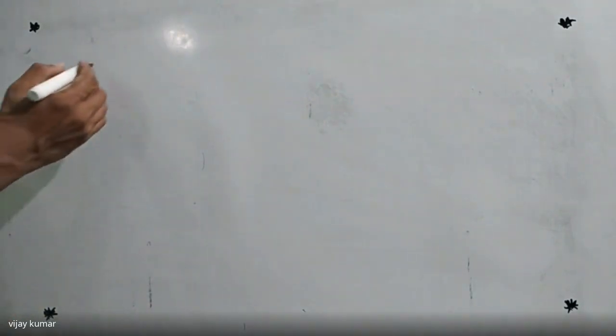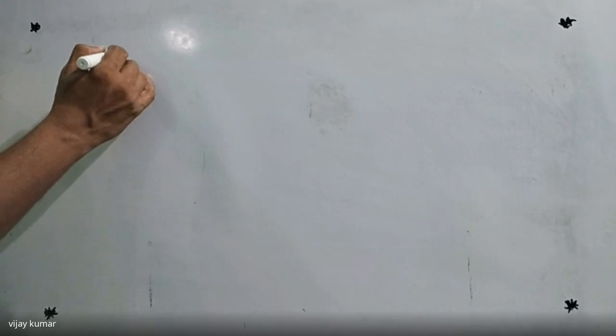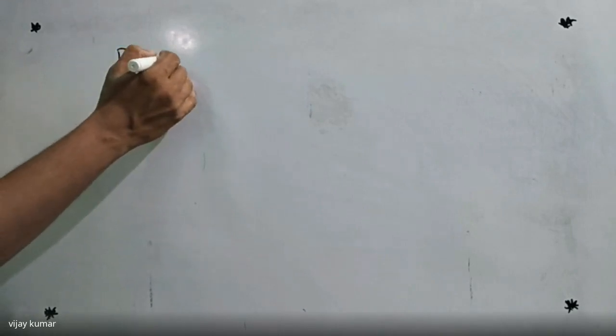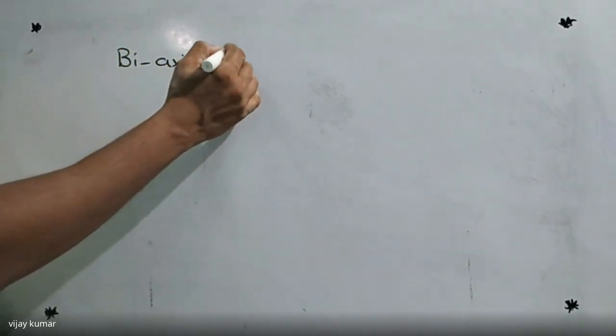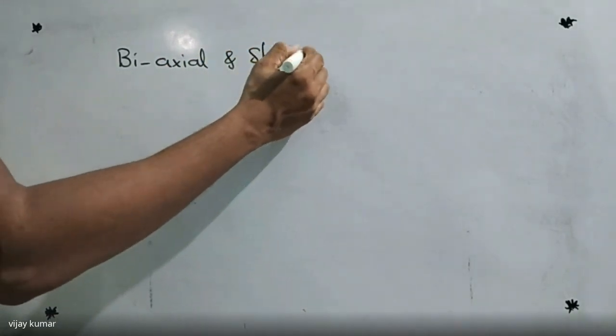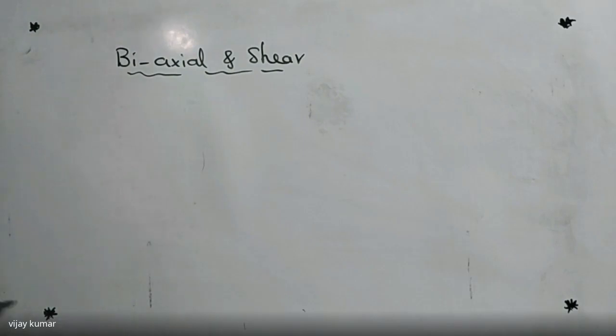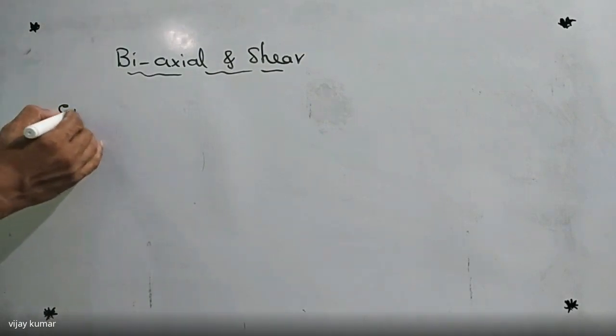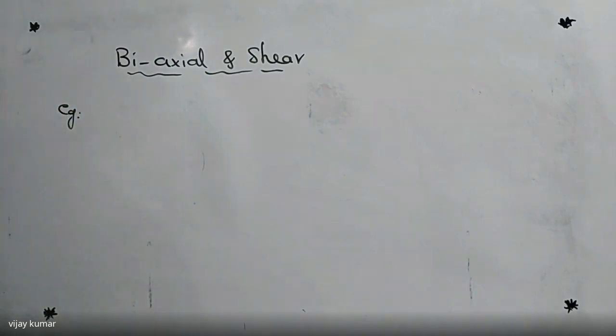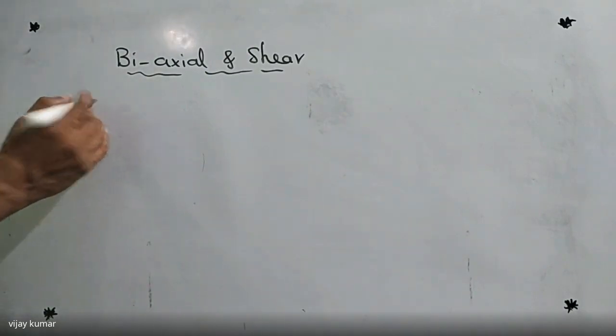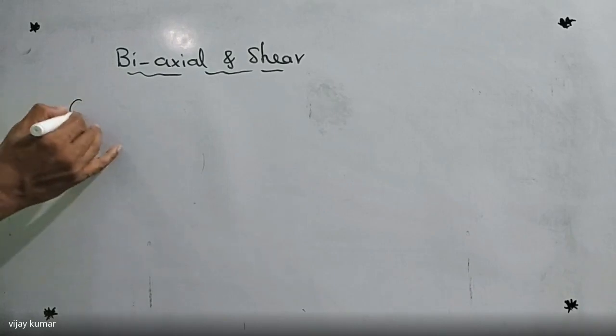Right. So here I'm going to explain to you biaxial and shear. So I'm taking the case of biaxial and shear. Listen carefully. On this one, so many questions are given in the GATE examination, so please take care about that one. I'm taking the first example problem. So listen carefully, the question is given like this.